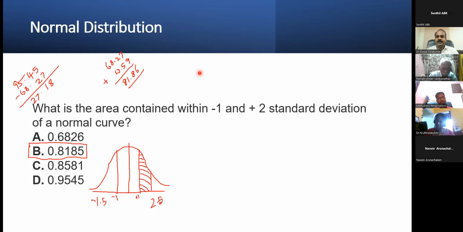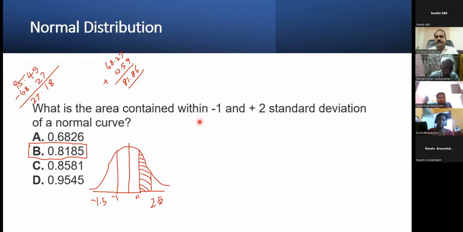If you are earning 1 lakh rupees, 68% of the money you will be spending here. That's the idea, right? So particularly with respect to the data, this will work out very well. So that is what we call normal distribution.